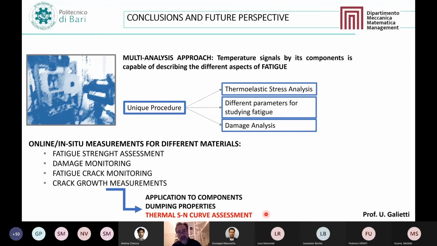The idea is now to move from the coupons to the components and to apply and verify what I was telling you in the last slide, that you can use the thermal SN curve to assess and monitor the fatigue behavior of additive manufacturing components, which is actually feasible.